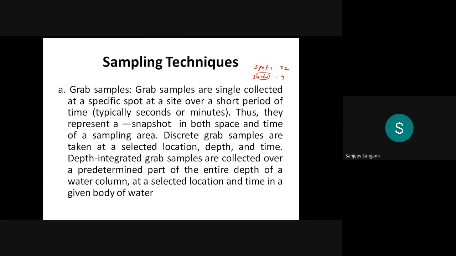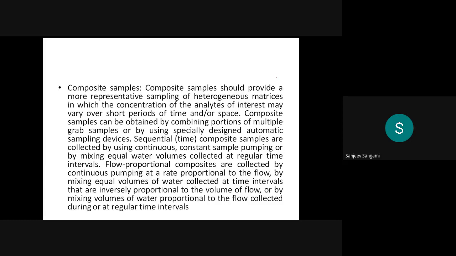Then it has to be selected at the location, depth, and time. Depth integrated grab samples are collected over a predetermined part of the entire depth of the water column at a selected location and time in a given body of water. So for now, you can assume that the grab samples are collected at different locations at different timings. The composite samples we will discuss in the next class.